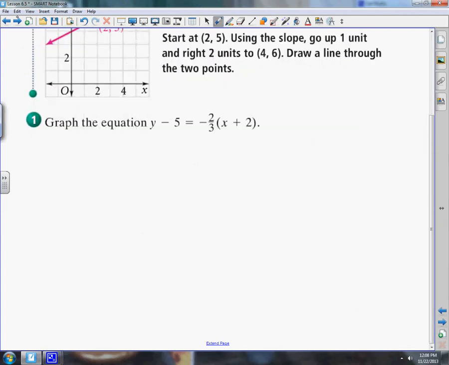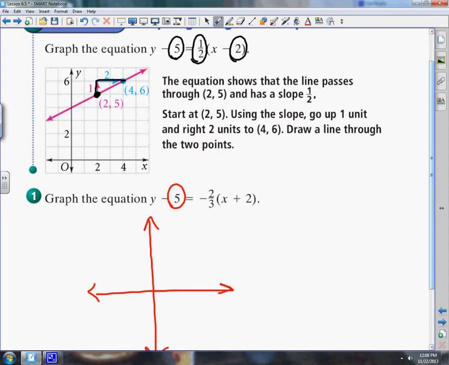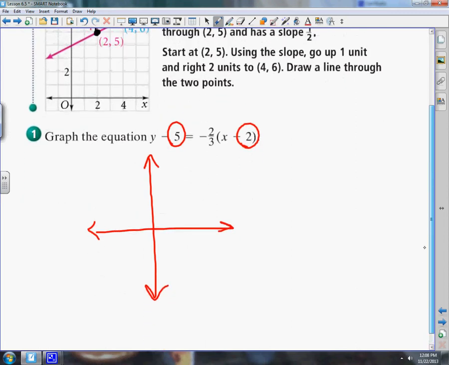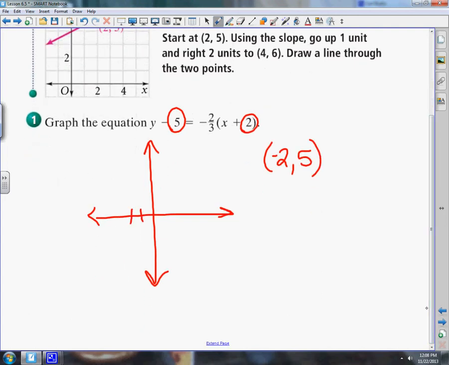Try this one. Graph the equation y minus 5 equals negative 2/3 times x plus 2. You're going to draw your graph. Just like up above, you have your two numbers. This one's still at 5. Now this one is x plus 2, so my x coordinate is going to be negative 2 because it's the opposite. Two negatives make a positive, and that's 5. So my x coordinate is negative 2 and then up 5. I make a dot, and then I do my slope. This time my slope is negative 2/3, so I'm going to go down 2 and over 3, and then I'm going to draw my line.